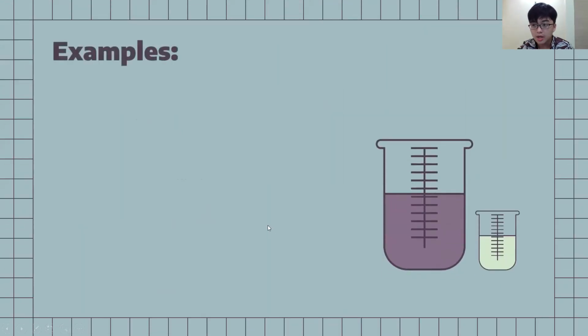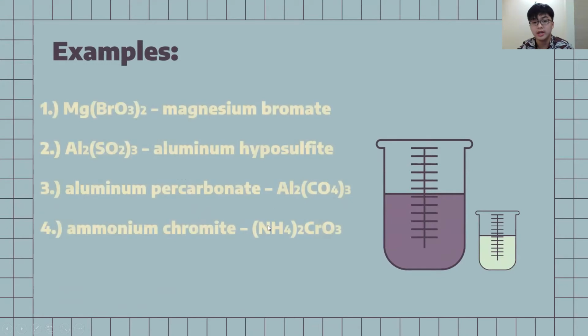So here are the examples to help you better understand. Here we have Mg and BrO3 multiplied by 2. Mg here is magnesium, and we have BrO3. BrO3 has the original number of oxygen atoms, so bromine plus 8, which is bromate. So the answer here is magnesium bromate.